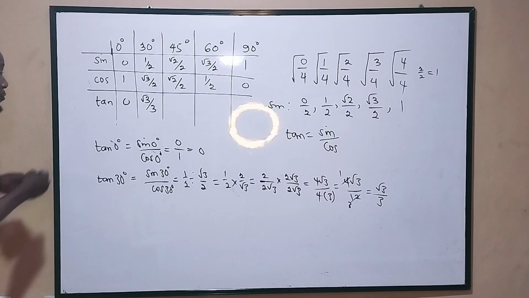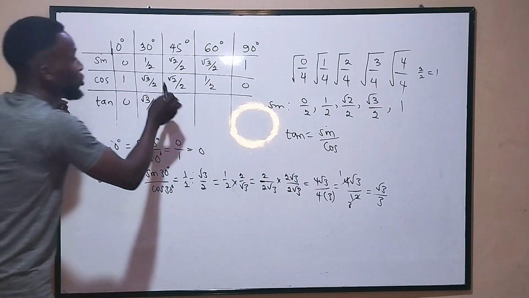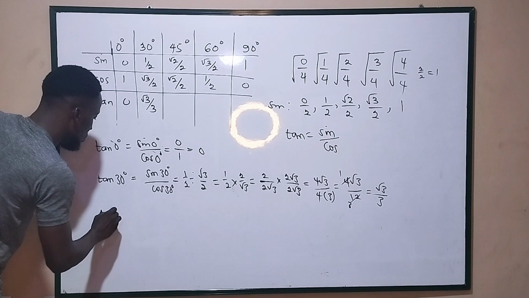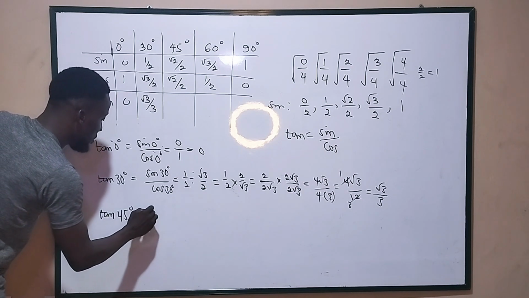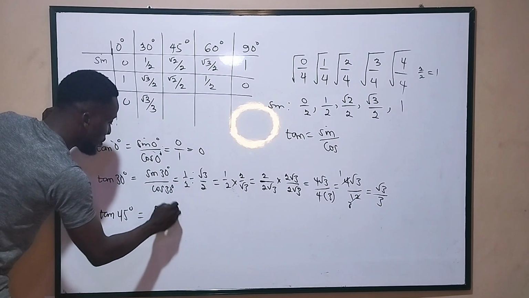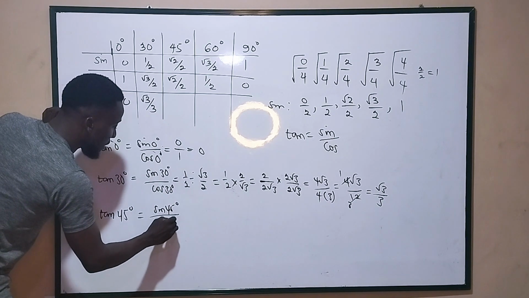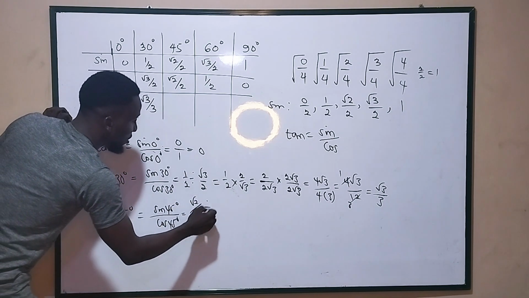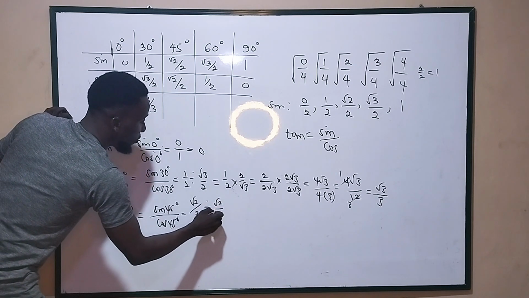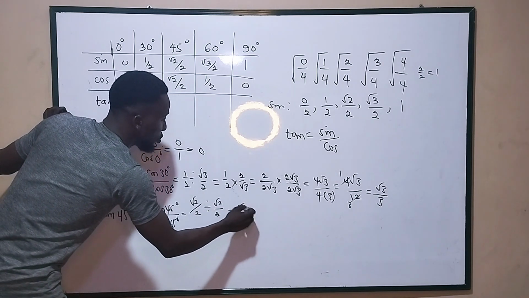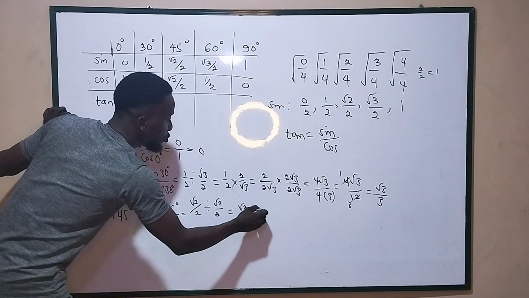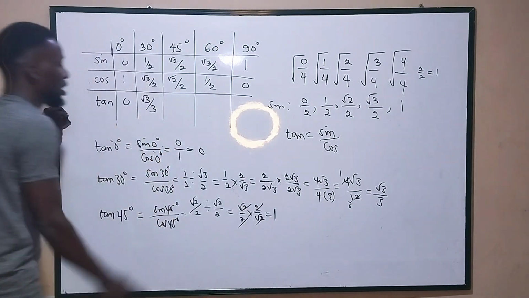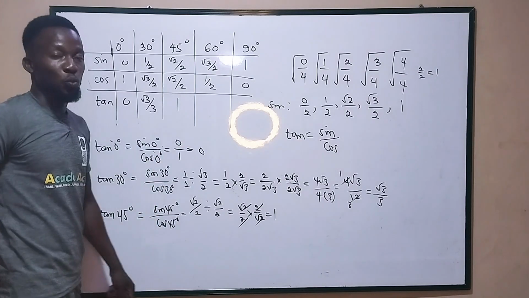So the next one we are looking for is tan 45 degrees. We don't even need to do much. We already know that tan 45 degree is sine 45 degree over cos 45 degree. And that will be root 2 over 2 divided by root 2 over 2. And that is root 2 over 2 times 2 over root 2. And everything is 1, as this cancels this, this also cancels this. And that is 1. So this place is 1.